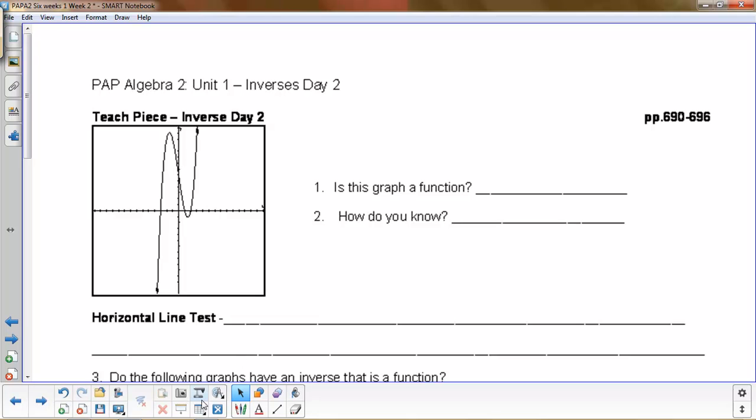How do you tell if this graph is a function? At this point in time, the vertical line test should be our quick answer. The answer to this question is yes, because anywhere that I place a vertical line, it will pass the vertical line test.